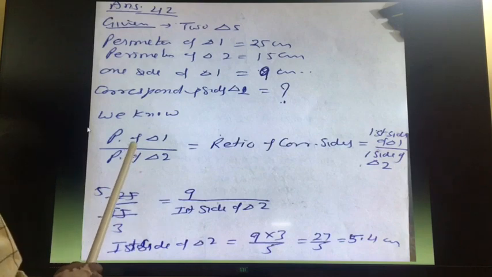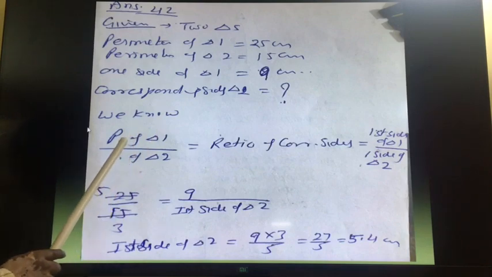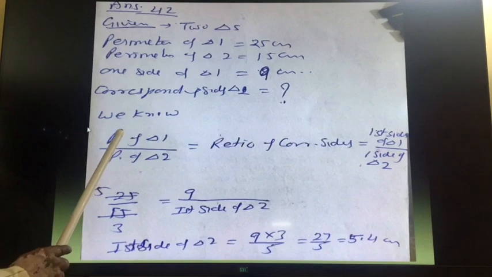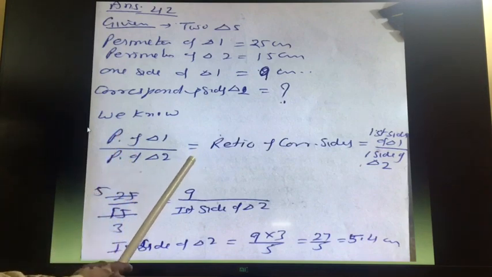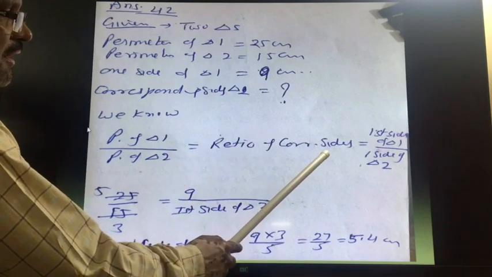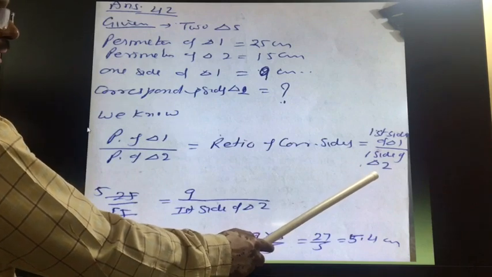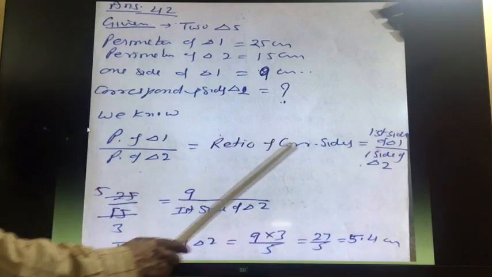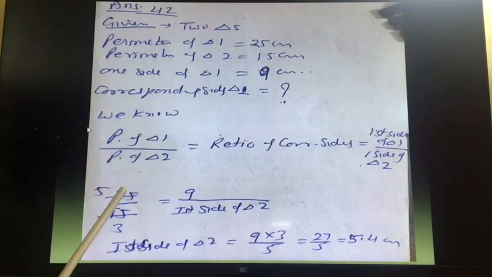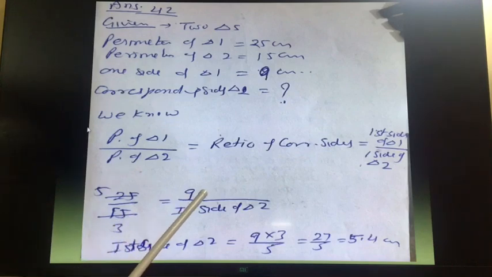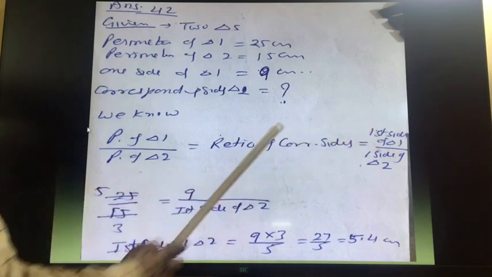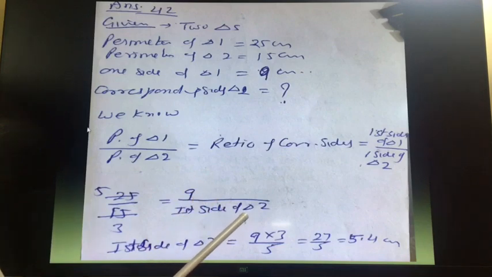If two triangles are similar, then what will happen? Perimeter of triangle 1 upon perimeter of triangle 2 will be equal to the ratio of the corresponding sides, meaning first side of the first triangle upon first side of the second triangle. So if you know this formula, just substitute the values. Perimeter of the first one is 25 upon perimeter of the second triangle 15 is equal to the first side of the first triangle, 9, upon the first side of the second triangle, this we want to find out.